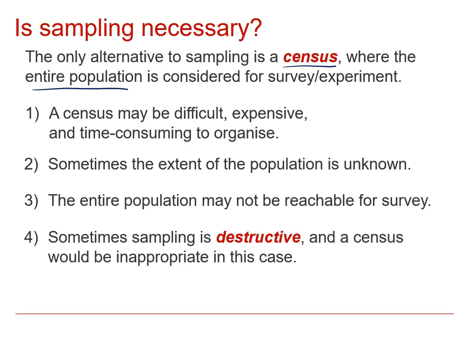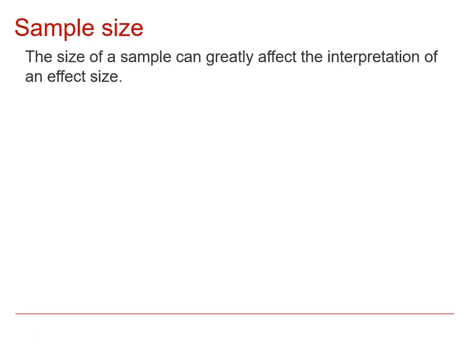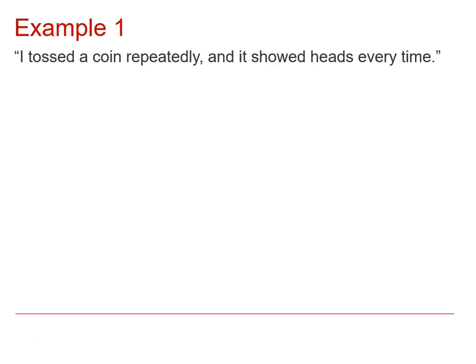For example, testing the lifespan of a light bulb destroys the light bulb. So if we destroyed all the light bulbs, there wouldn't be any light bulbs left to sell. The size of a sample can greatly affect the interpretation of an effect size. For my first example, I've got a quote. I tossed a coin repeatedly and it showed heads every time. It must be a biased coin.